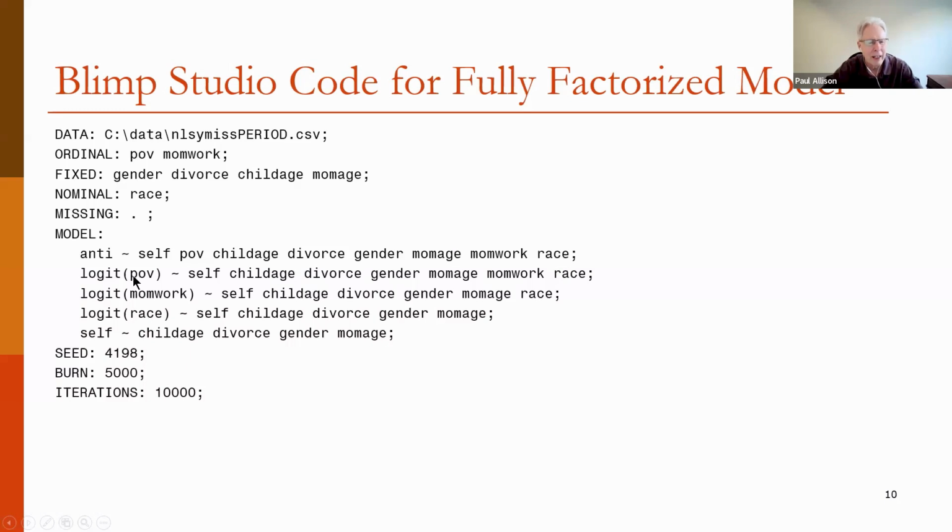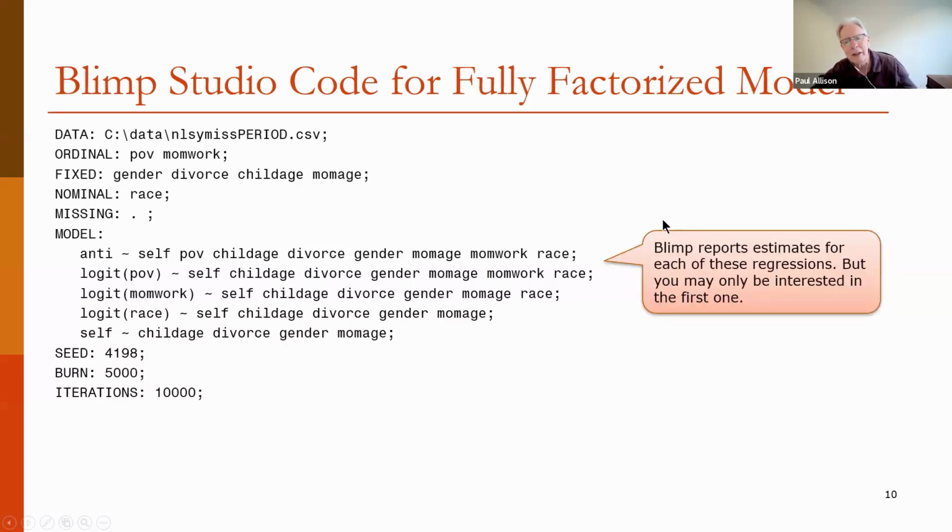Then I have a logistic regression of poverty on the other predictor variables. I've got a logistic regression of mom work on the other predictor variables except for POV, because mom work was already affecting POV, so you can't have POV also affecting mom work. Then I've got a multinomial logistic regression of race on the remaining variables, excluding POV and mom work. And finally, I've got a linear regression of self-esteem on these variables, excluding POV, mom work, and race. Okay, so this is a full factorization of the joint distribution among this set of variables.